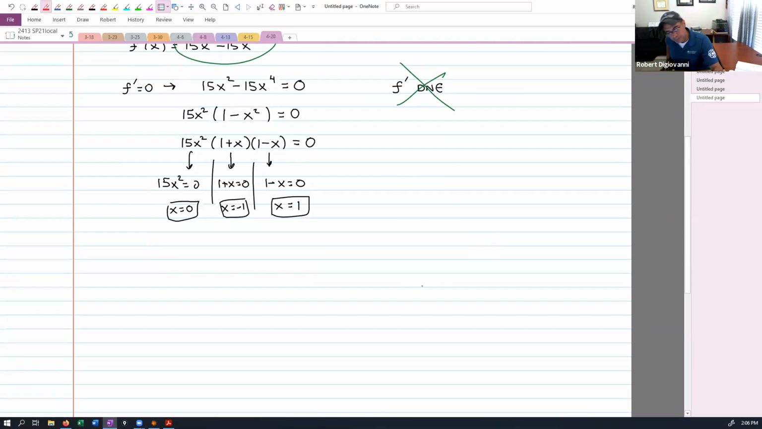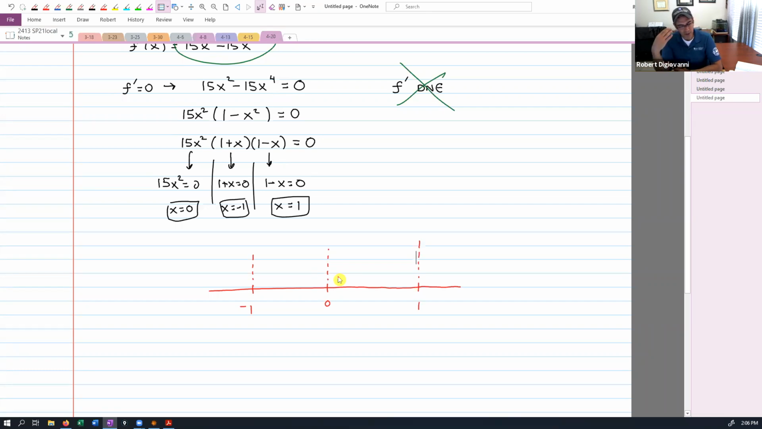So here's what I'm doing. I'm going to draw a number line. I'm going to plot my critical numbers: 0, 1, and -1. And then I'm going to put dotted lines above those. And what I've done is I've broken the number line up into four different regions. Do y'all see that?